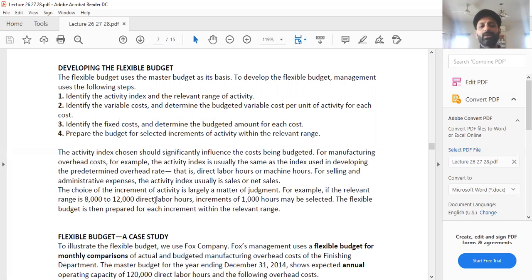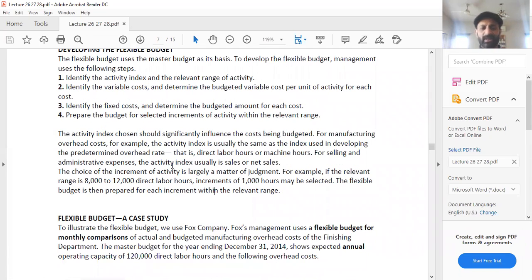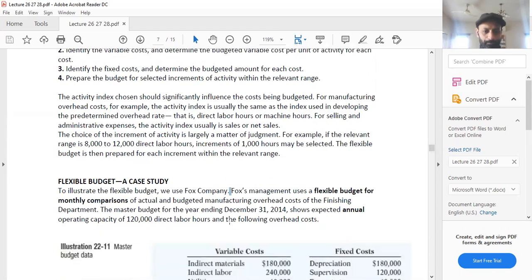The choice of increment of activity is largely a matter of judgment. For example, if the relevant range is 8,000 to 12,000 direct labor hours, increment of 1,000 hours may be selected. It varies from company to company. When you look at the historical data of your company, and when you try to forecast कि आपकी क्या output या क्या activity level होगा, उसके हिसाब से you can find out the increment levels.